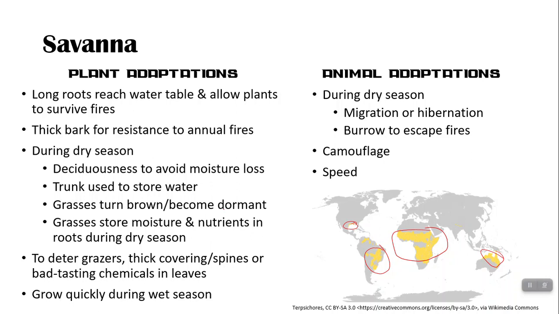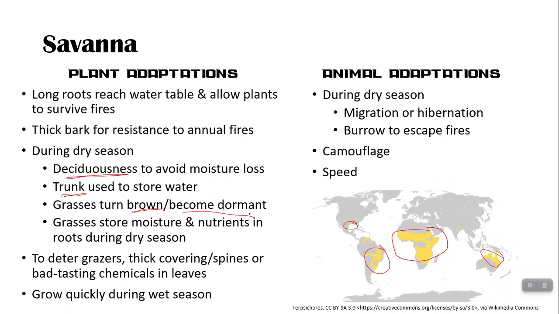So a lot of the adaptations that you have in a grassland will also be present in animals and plants in the savanna. So the plants there have long roots so that they can reach the water table. There's also frequent fires in the savanna, so that allows plants to survive fires. Another thing that can help plants survive fires is thick bark. During the dry season, notice that those plants become deciduous, meaning they drop their leaves, so that way they don't lose as much moisture through them. They might use their trunk to store water. Any grasses in the area turn brown or become dormant.